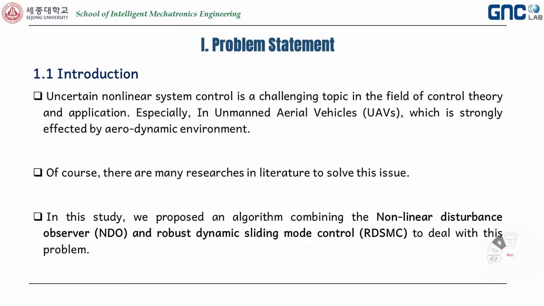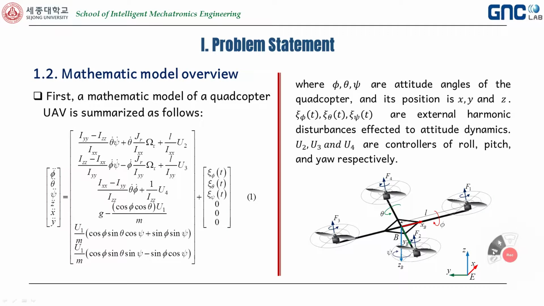As you know, uncertain nonlinear system control is a challenging topic in the field of control theory and application, especially in an unmanned aerial vehicle, which is strongly affected by the aerodynamic environment. Of course, there are many researches in the literature to solve this issue. In this study, we have proposed an algorithm combining the nonlinear disturbance observer and robust dynamic sliding mode control to deal with the problem.